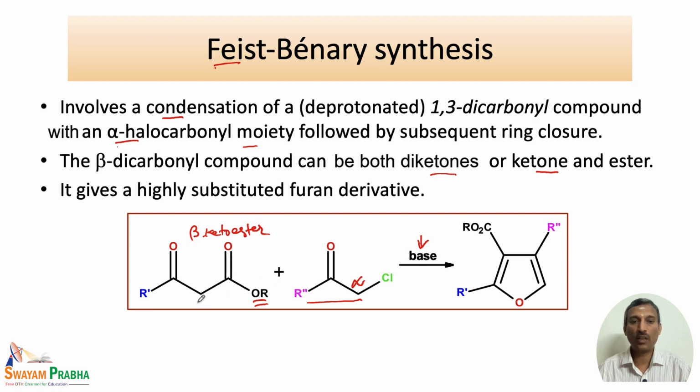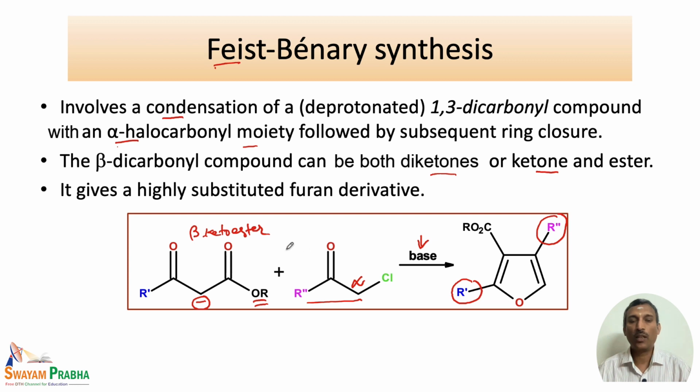The base generally generates an anion on this active methylene carbon, because here these two protons are highly acidic in nature. So use of a base generates an anion, and this anion is crucial for the cyclization reaction to occur. So let us look at the mechanism and we will understand how the reaction actually proceeds. And this reaction actually prepares various substituted furan derivatives.